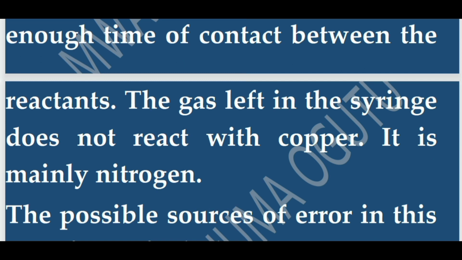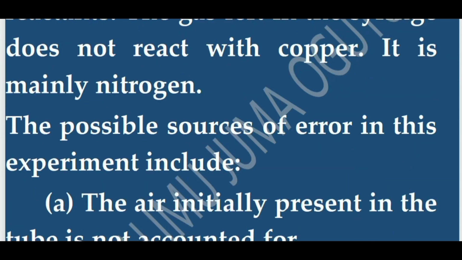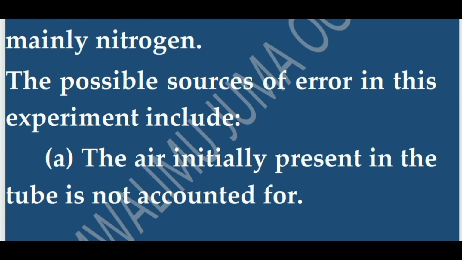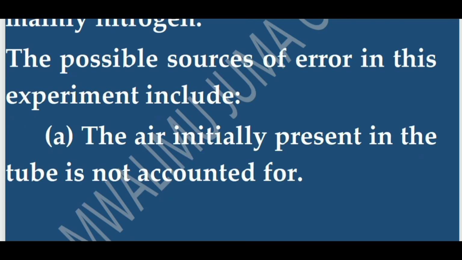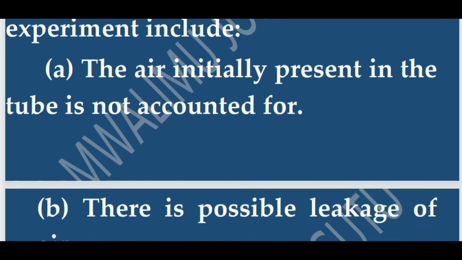In this experiment, the possible sources of error include the air initially present in the tube not being accounted for. Remember, we have only accounted for the air inside the syringe, a fixed, specific volume of air. But we have not accounted for the air inside the tube. That air is not accounted for.